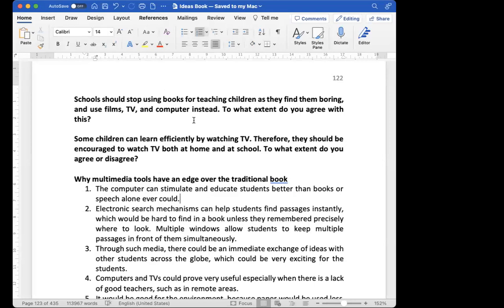You can agree and say yes. It would make learning great fun. You can disagree and say no. And you can go two-sided. While these films, TV, and computers are good sources of teaching children, I do not agree that books should be stopped altogether. Okay.